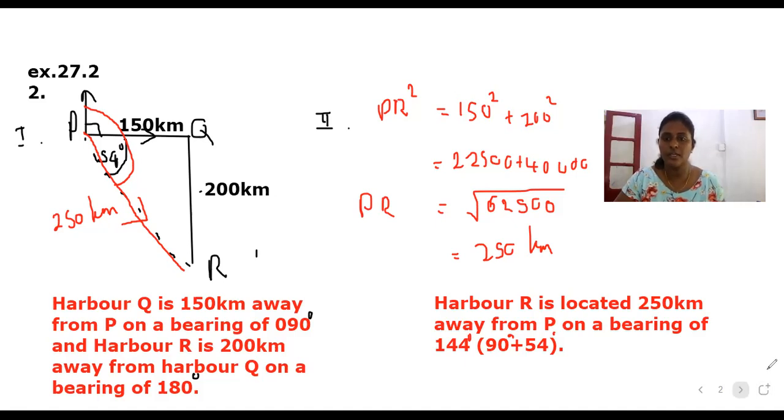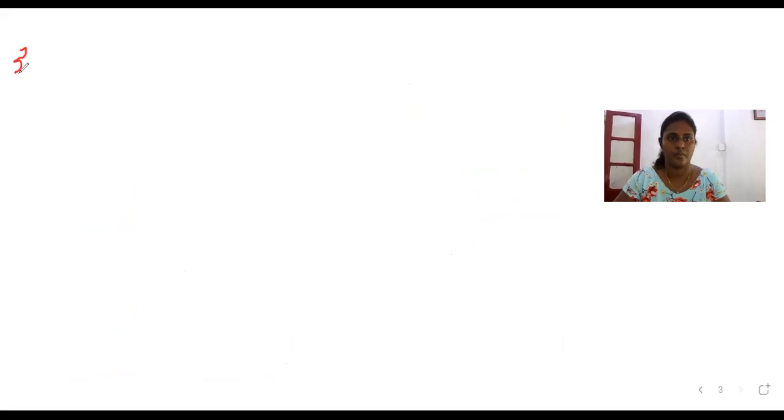Now let's move to the third question of exercise 27.2. In the third question, you have to draw the sketch. A pilot of a certain airplane which is scheduled to fly from Colombo to a certain airport has been instructed to fly 100 kilometers on a bearing of 20 degrees and then another 100 kilometers on a bearing of 80 degrees. Represent this information in a rough sketch. That is your Roman number 1.